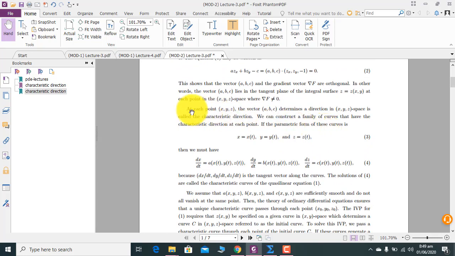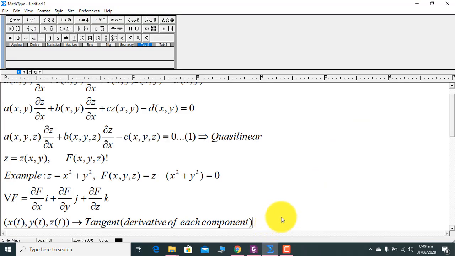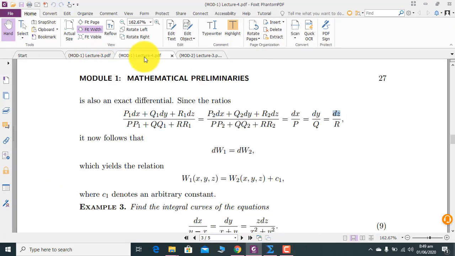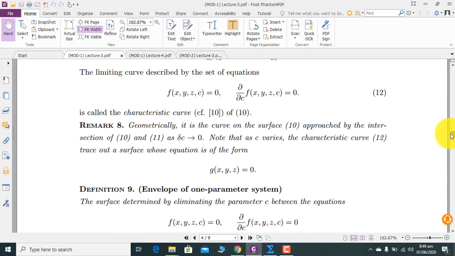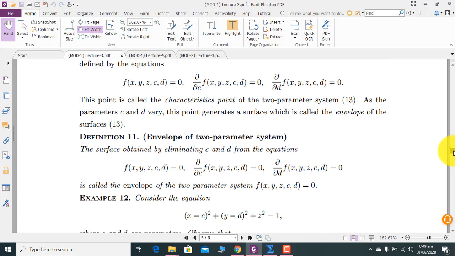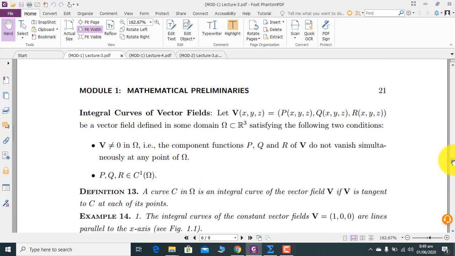So at each point xy, now a question can be asked: you have a tangent vector, right? Just imagine lectures 3 and 4 of module 1, where there was a question about integral surfaces. If you remember this definition: integral curves for a vector field. Let V be a vector field defined in some domain. V cannot be 0, number 1. Number 2 is that P, Q, R, the functions, are continuously differentiable functions.